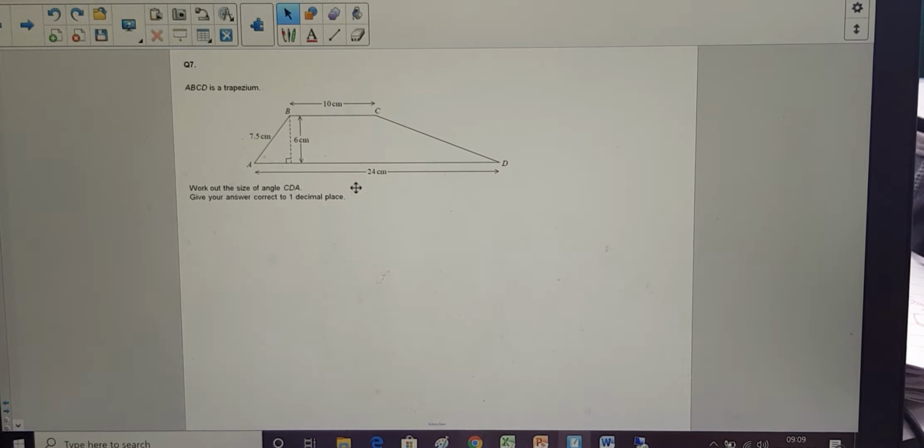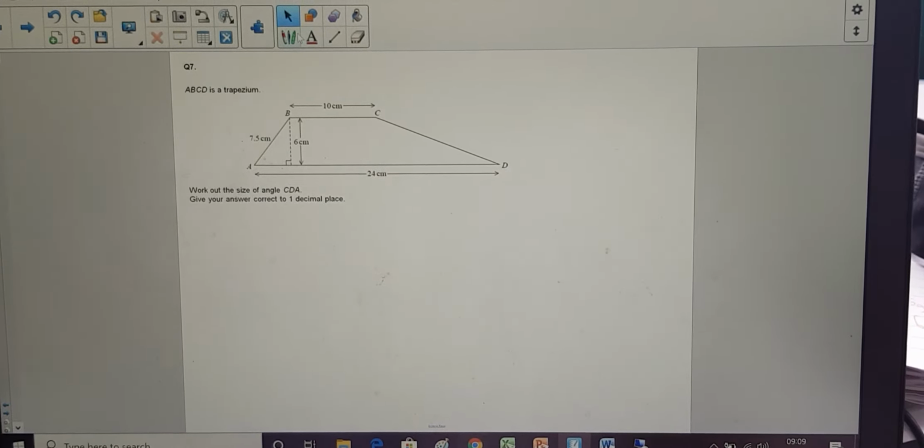Alright guys, this was by far and away the most difficult, tricky one on the paper. So I'll go through this in a lot of detail and explain my thinking about how I would approach this.